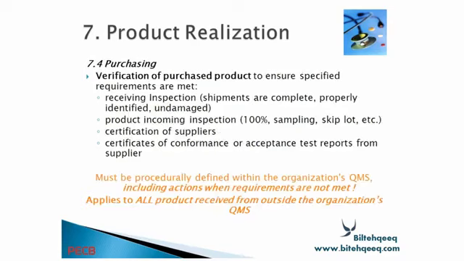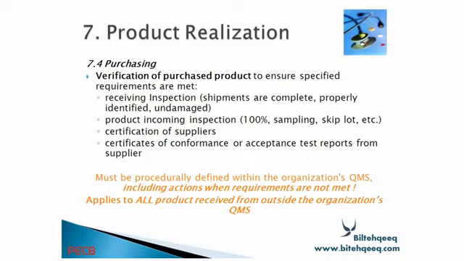and activities. Verification of purchased product to ensure specified requirements are met. Receiving inspections: shipment is complete, properly identified, undamaged product, incoming inspection, 100% sampling, skip lot, etc. Certification of supplier, certificate of conformance, or acceptance test report from the supplier. So you can verify the product in any way.